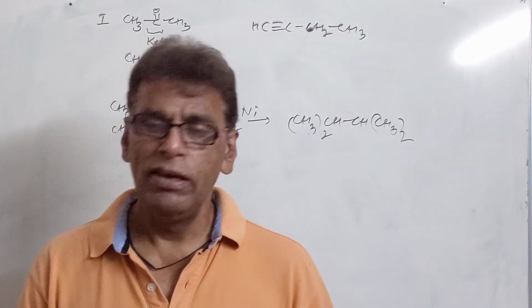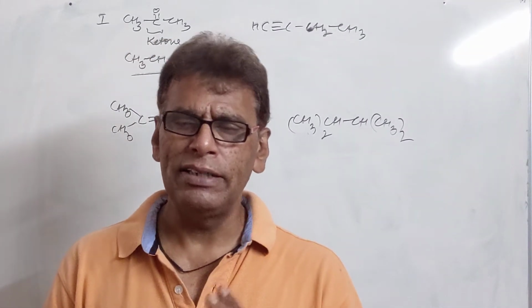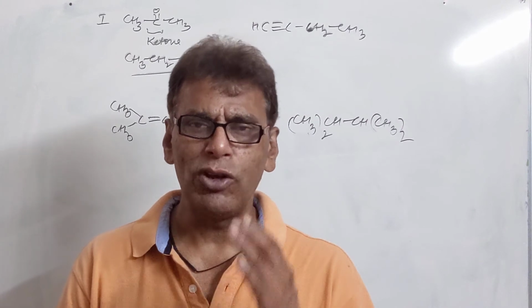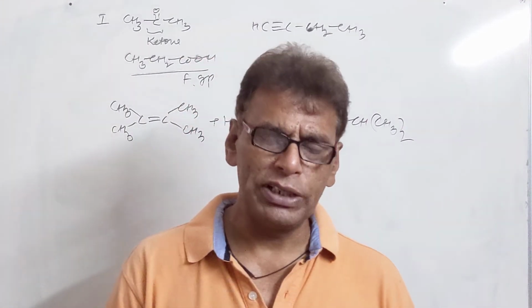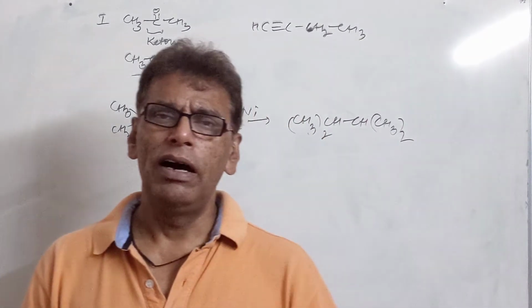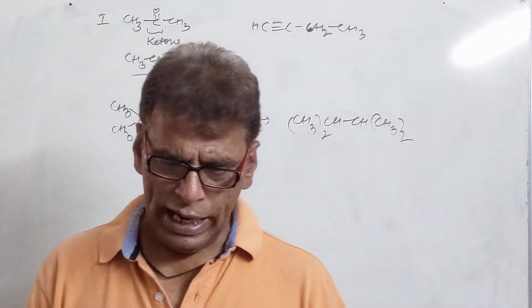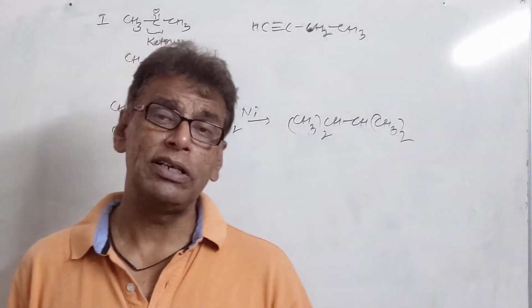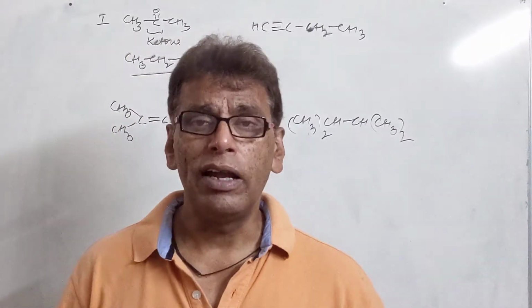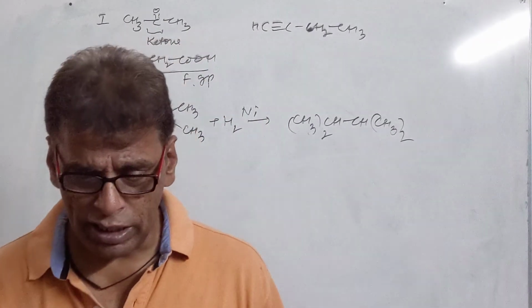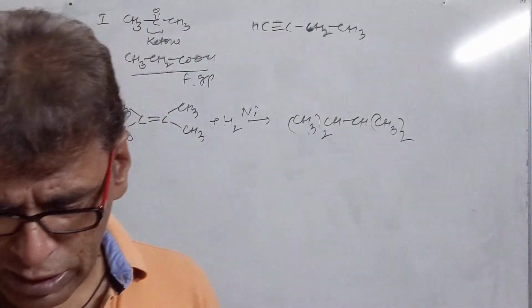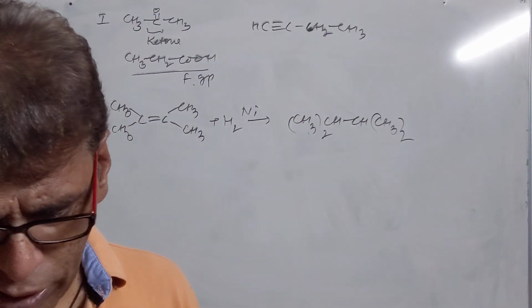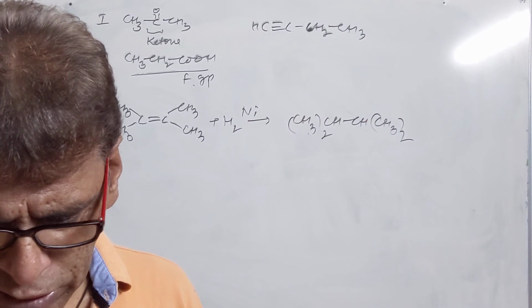And secondly, the selected chain is numbered from that side which gives lowest number to the substituted carbon, and then other groups are numbered. And then the name of the compound should be written as one word, where numbers are separated by commas, number and name are separated by hyphen. So these are some questions of this unit, carbon and its compounds.